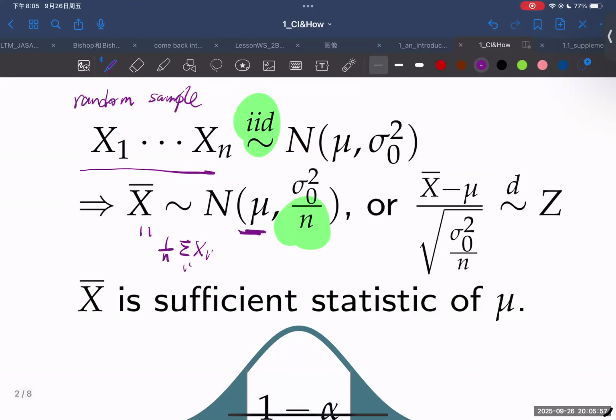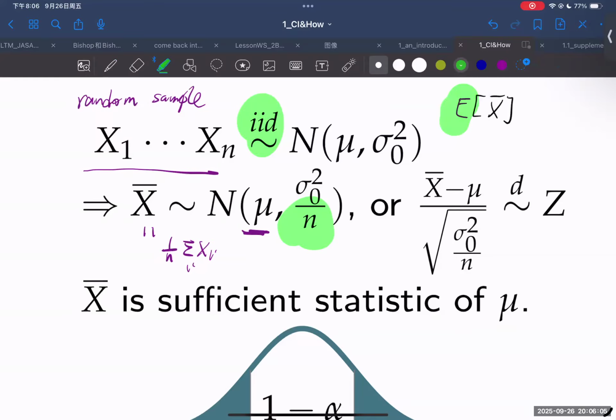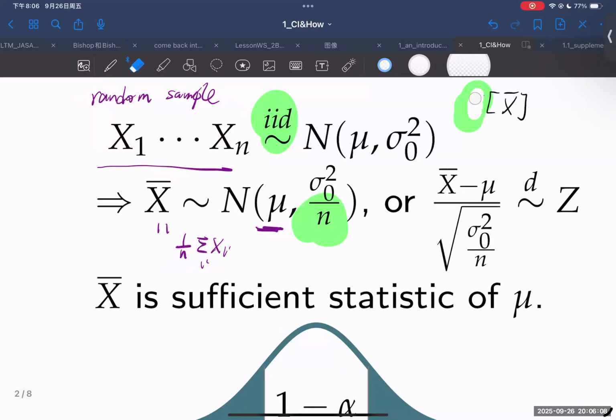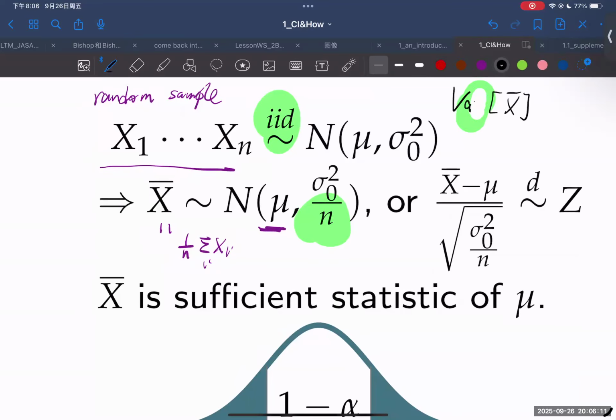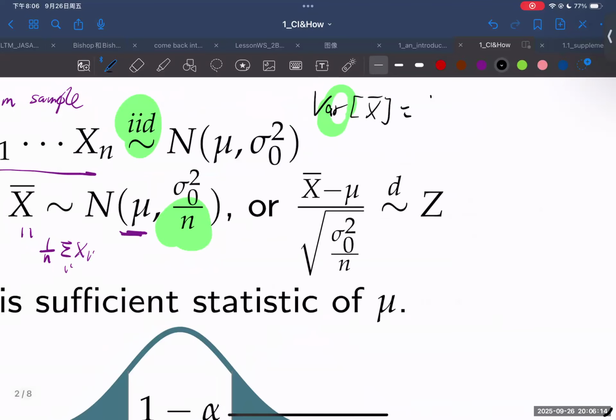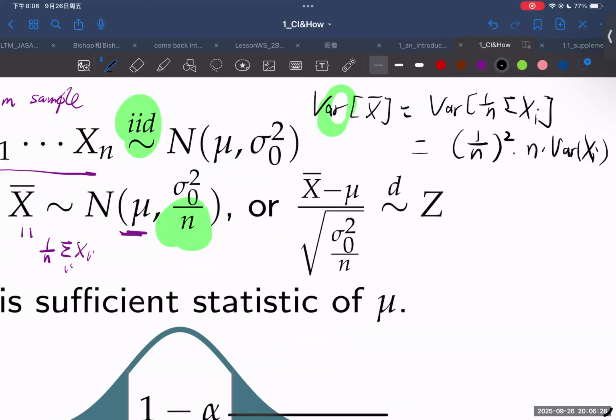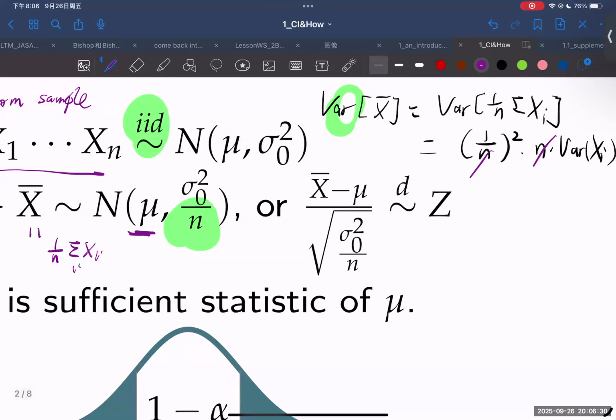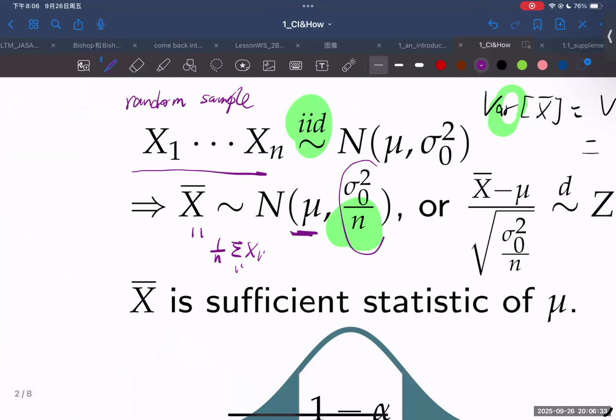How do we get it? You can do some simple calculation. For example, you calculate the expectation of x bar. I think everybody knows how to do the mean, so I just show you the variance. It is the variance of 1 over n summation xi, which is 1 over n squared times n times the variance of xi. So if you cancel n, you have the smaller variance. That's why we use the sample mean.